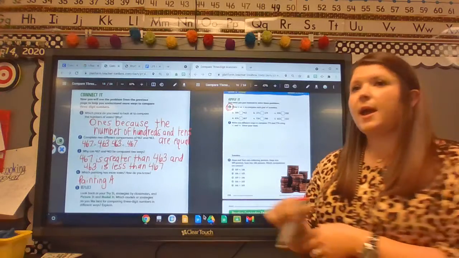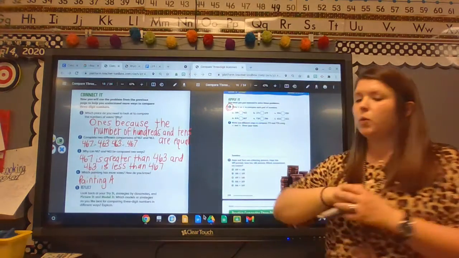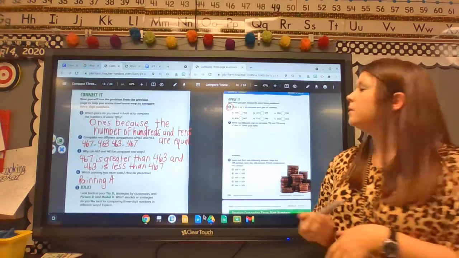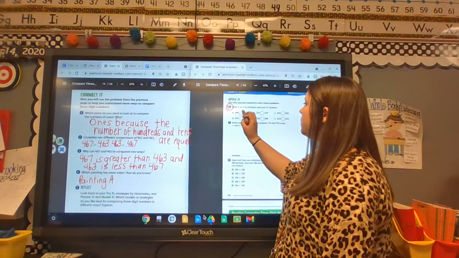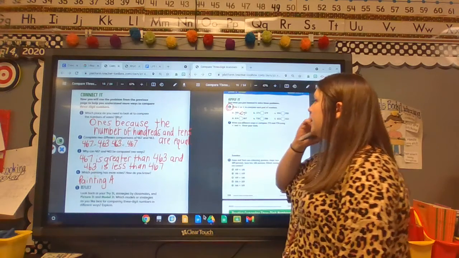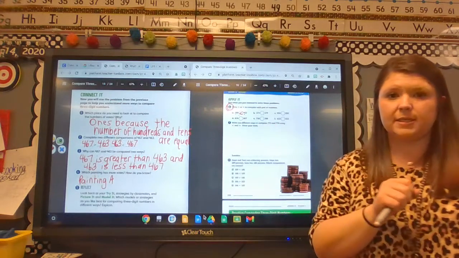All right, so let's look at A, 264 and 462. Which one is greater? 462 because it has 400s compared to 200. So we're going to use the less than inequality symbol. 264 is less than 462.